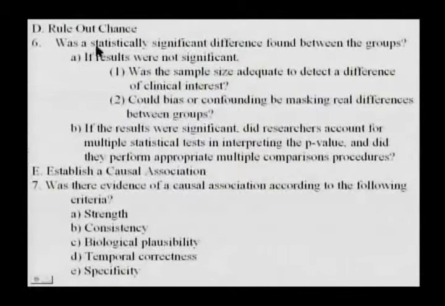Then to rule out chance, was a statistically significant difference found between the groups? If the results were not significant, was the sample size adequate to detect the difference? So here's the estimate of sample size and power analysis showing its importance. Could bias or confounding be masking real differences between groups? So go back to check on that spurious association. Did you indeed rule it out? If the results were significant, did the researchers account for multiple statistical tests in interpreting the p-value, and did they perform appropriate multiple comparisons procedures? So we'll talk about the statistics in forthcoming lectures and help to understand this information.